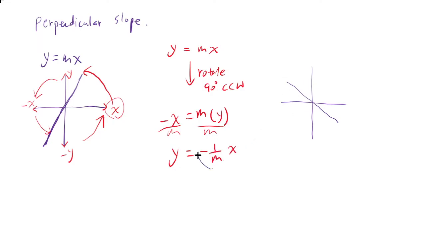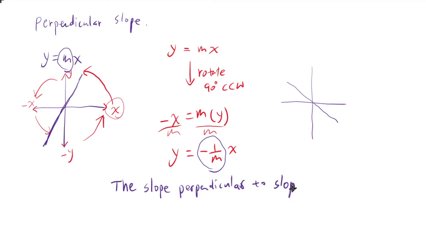And this exercise actually tells us a very important property, that the slope perpendicular to slope m is negative 1 over m. In other words, the negative reciprocal ends up giving you a line that's perpendicular.